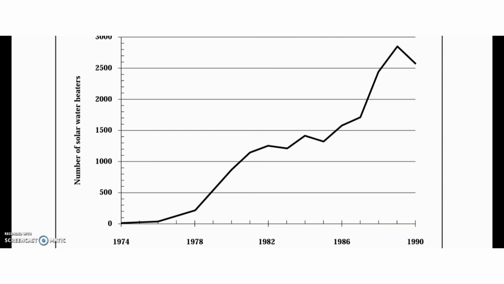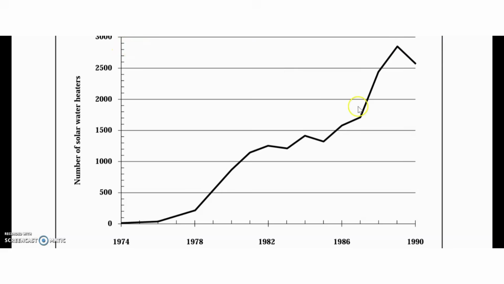And that was roughly at 2,850 solar water heaters. That was the highest amount of solar water heaters ever sold. So technically, from the year 1978 to the year 1989, there was in fact a significant leap in terms of the amount of solar water heaters simply being purchased in that regard.